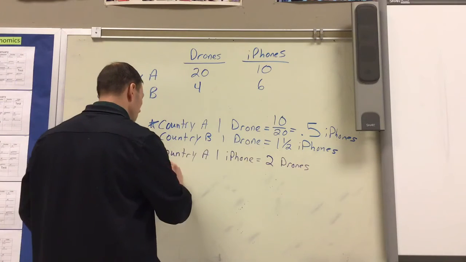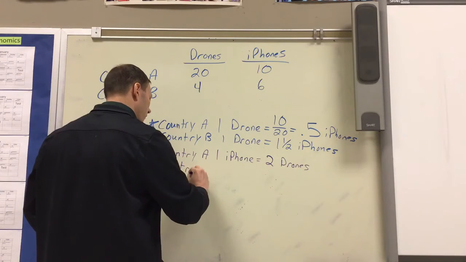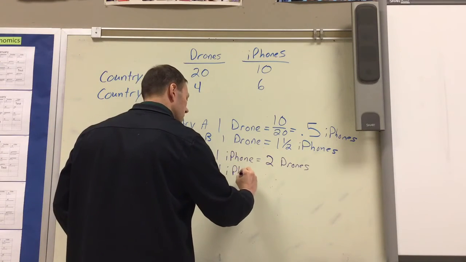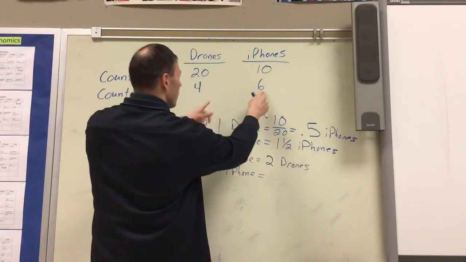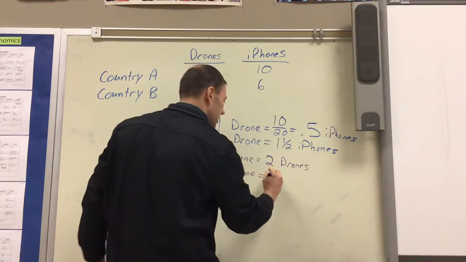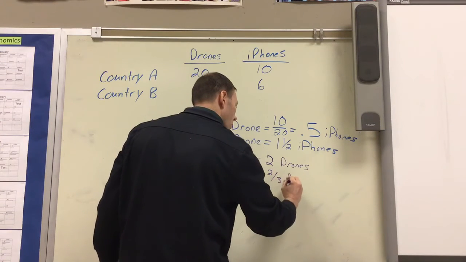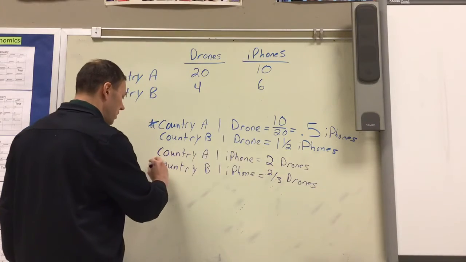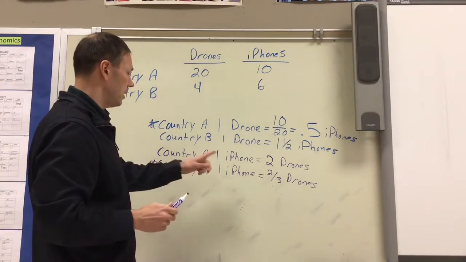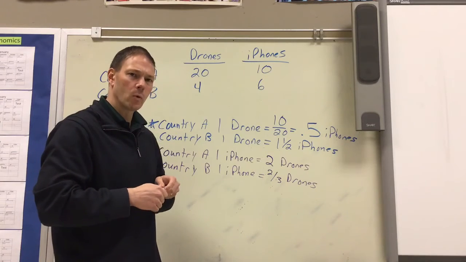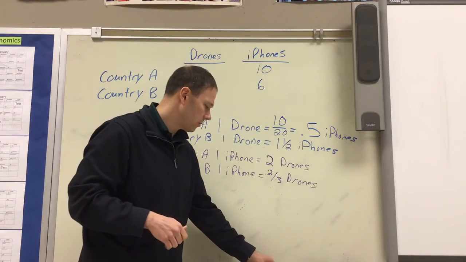And country B, in order for them to make one iPhone, what do they give up? Again, same process. We're going to go other goes over. So we're going to do 4 over 6. 4 divided by 6 is 2/3 of a drone. And so country B has the comparative advantage in making iPhones because they give up fewer drones. So again, always remember that rule, other goes over. It usually steers you in the right direction.